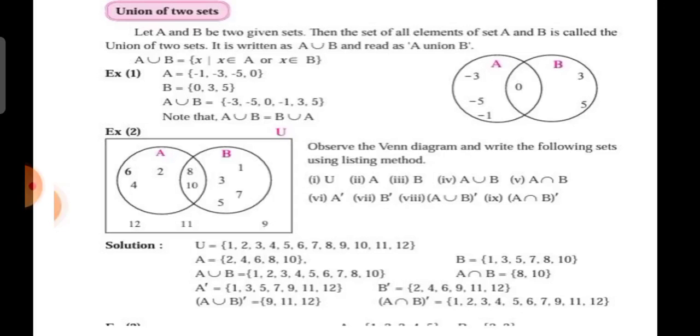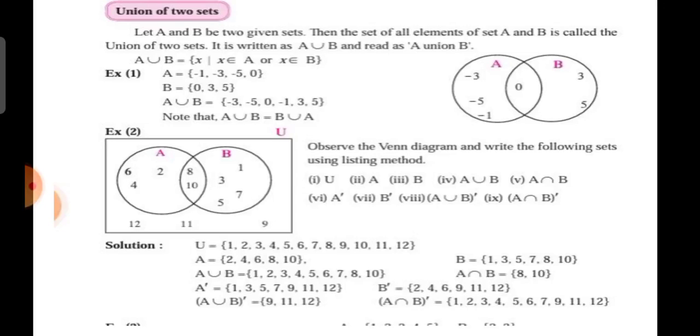Similarly, B complement will be the set of elements which are present in the universal set but not present in B. In the universal set, these are the elements. Now see which elements are not there in set B. 1 is there, then 2 is not there, 4 is not there, 6, 9, 11 and 12. So B complement will be 2, 4, 6, 9, 11 and 12.